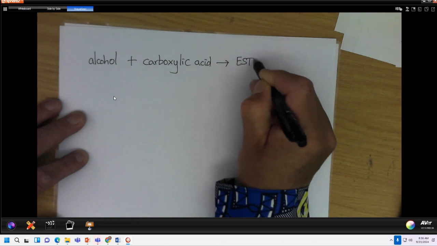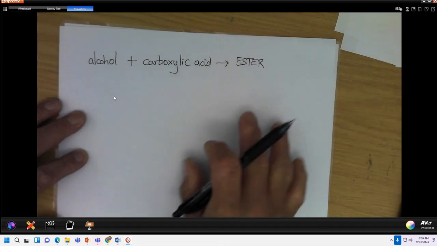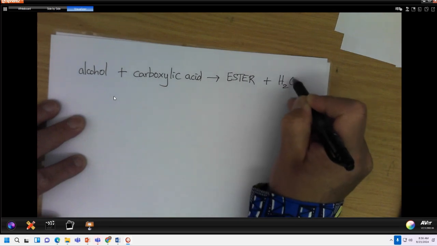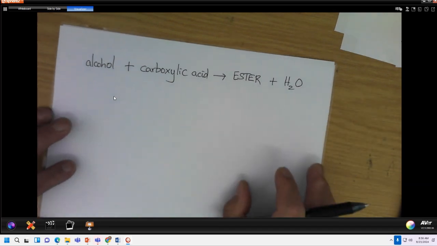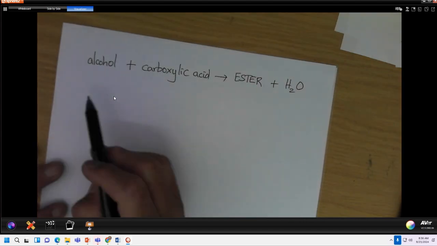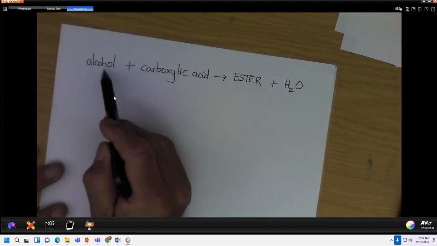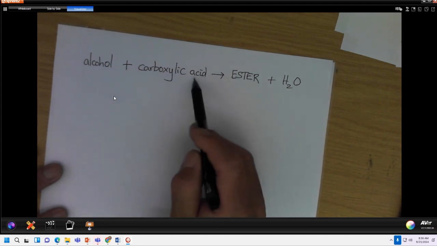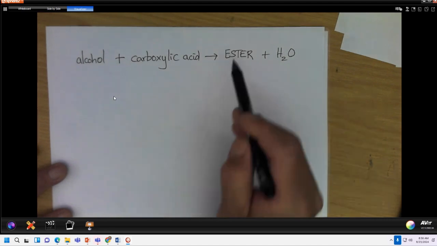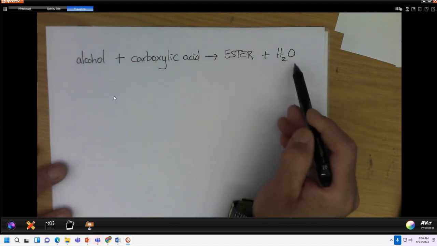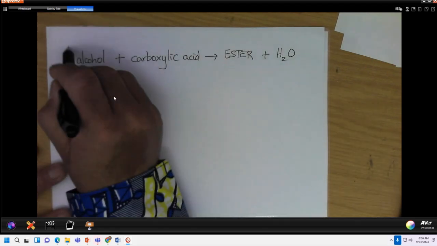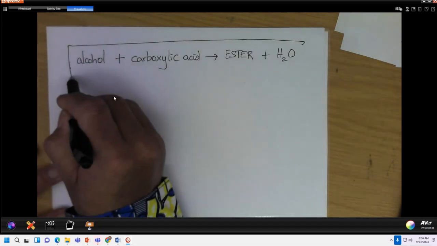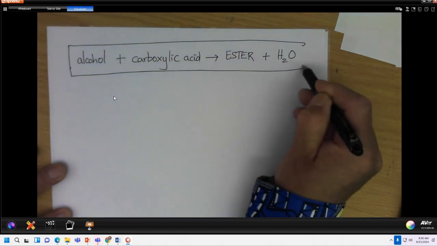You may remember this was one of the practicals in term one, plus water, right? That is one of the fundamental truths in organic chemistry. So let's remember this formula. Any alcohol, when reacted with any carboxylic acid, will give rise to an ester plus water. All right, so we are going to use this guiding principle in taking us to the solution in connection with this question. Please make a note of this, grade 12s.